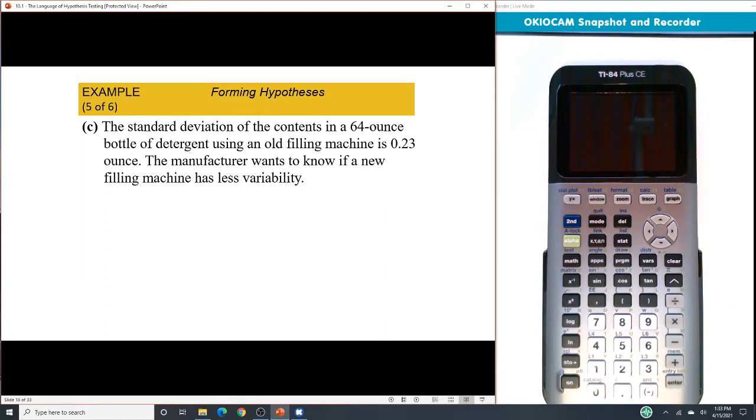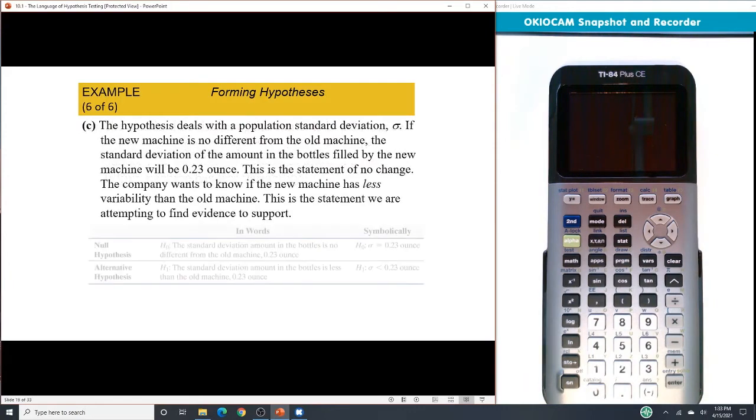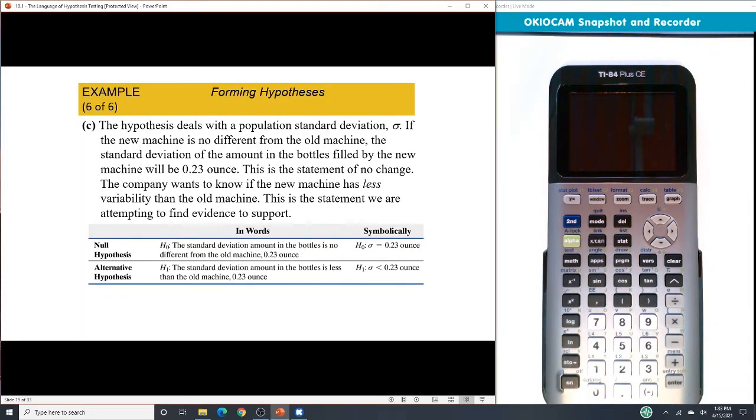And then finally here we have the standard deviation in this bottle of detergent is 0.23. They think that the filling has less variability, so that means we're going to have a less than. We use sigma for standard deviation with those pieces. So that's just being able to set up our statements so that later on we can do something with those pieces.